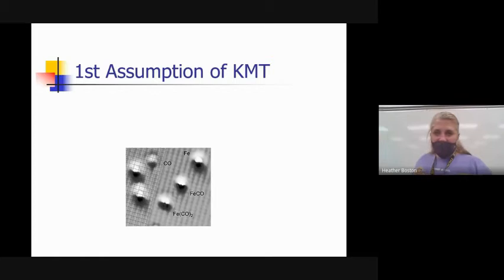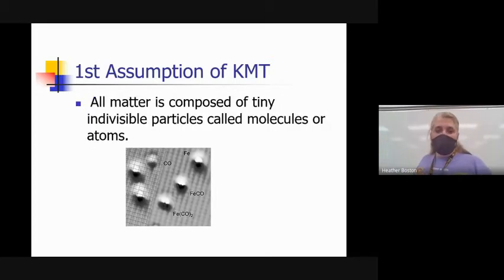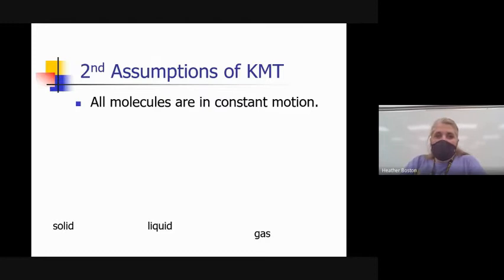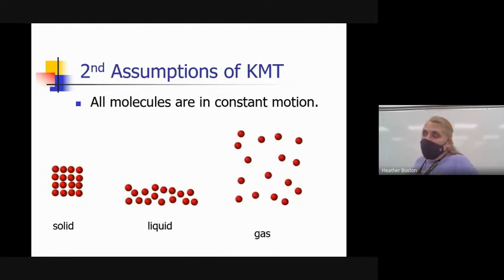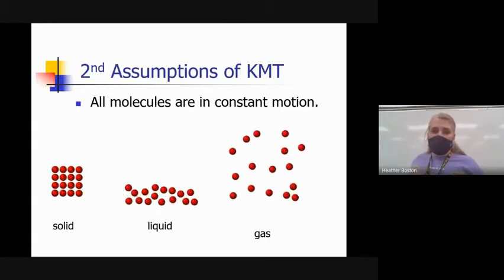So, let's move on to the kinetic molecular theory. Kinetic molecular theory states that all matter is composed of tiny indivisible particles called molecules or atoms. Now, you might say to yourself, well, you taught us in the beginning that we can pull molecules apart and even atoms into protons, neutrons, and electrons. That's true. It's just not part of the kinetic molecular theory. Second assumption is that all molecules are in constant motion. Solids just vibrate and spin in place. Liquids can flow past each other, or the molecules can slide past each other. And gases are all over the place.